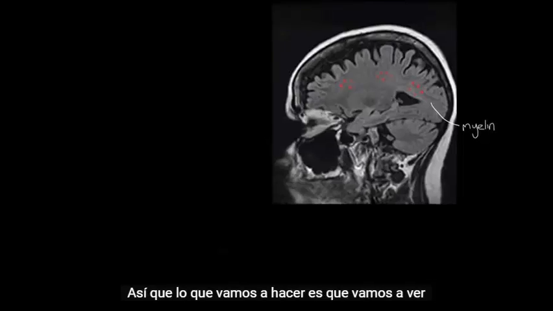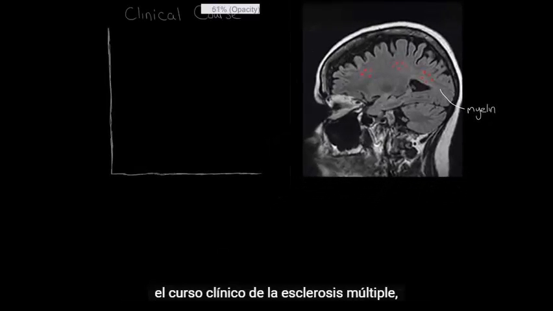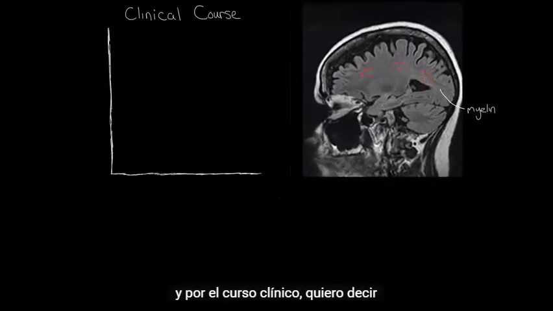So what we're going to do is look at the clinical course of multiple sclerosis. And by clinical course, I mean how does the disease progress? How does it get worse? Does it ever improve? Or when do the symptoms show up? How often do the symptoms show up? There are really 4 different types of MS, and each type is characterized by its own unique clinical course.